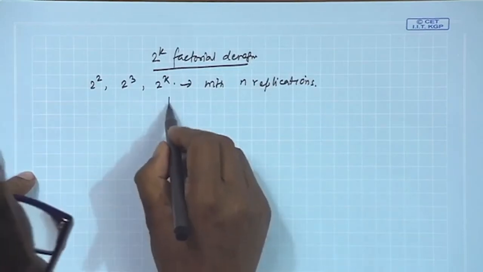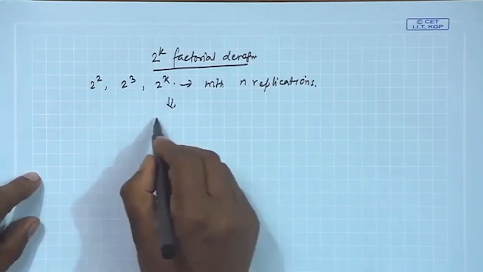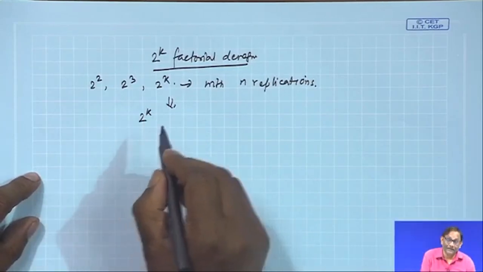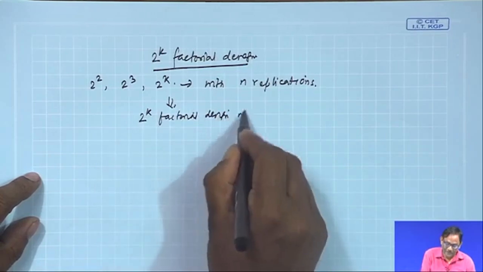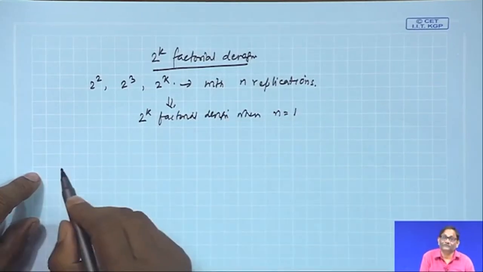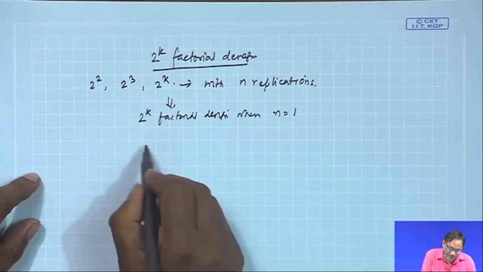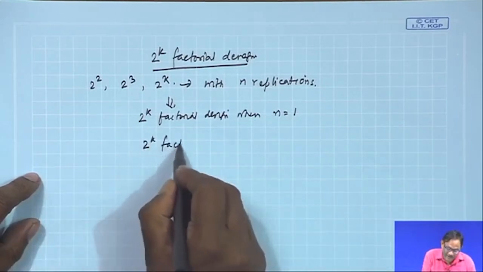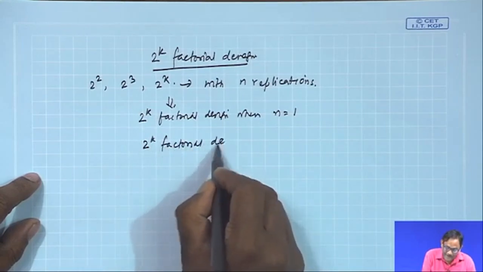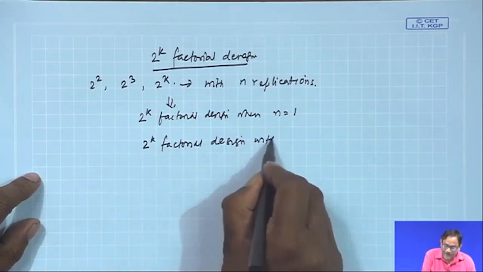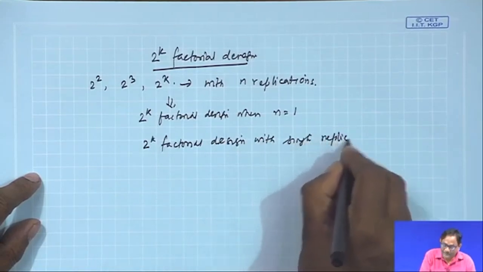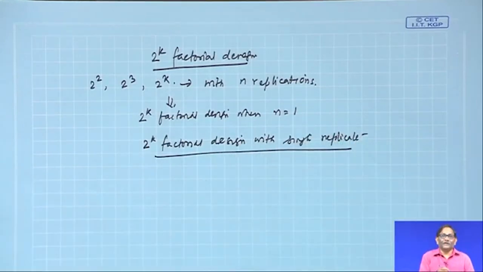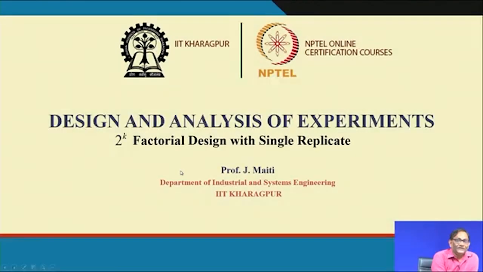So, in this lecture, we will see what will happen to 2 to the power k factorial design when n equal to 1. Otherwise, we say today's lecture is 2 to the power k factorial design with single replicate. So, the topic is 2 to the power k factorial design with single replicate.